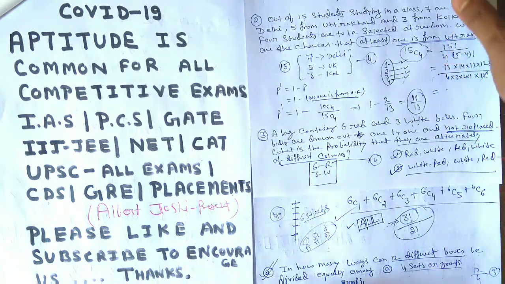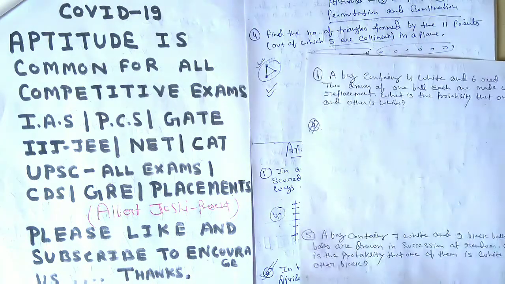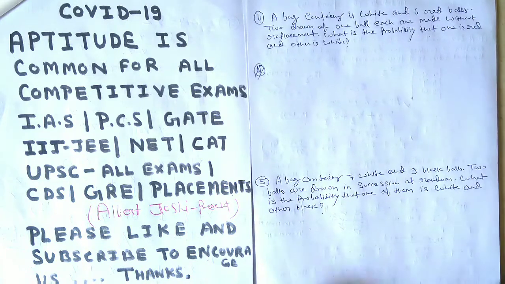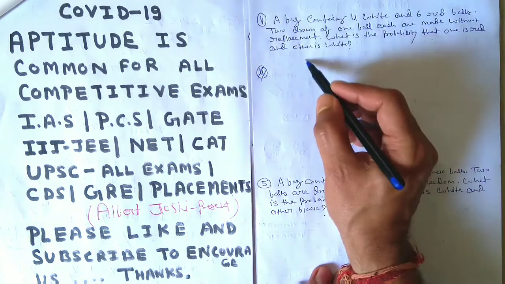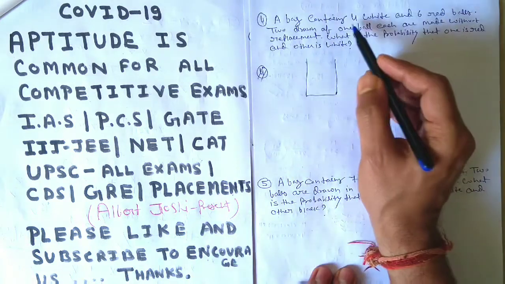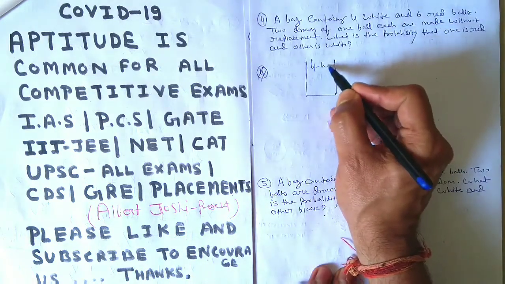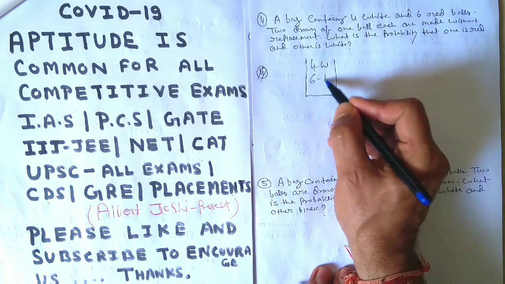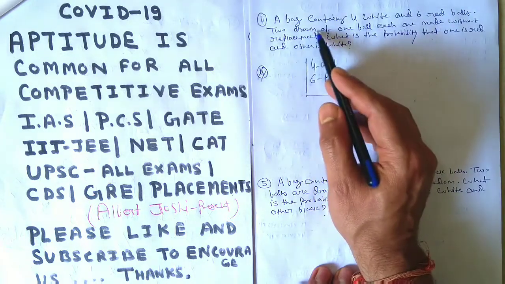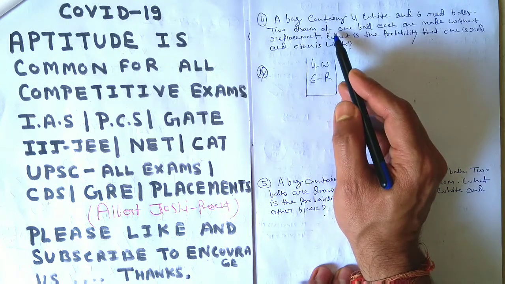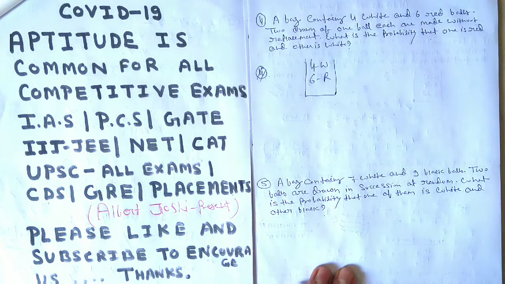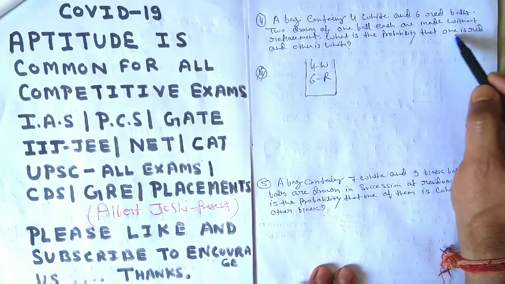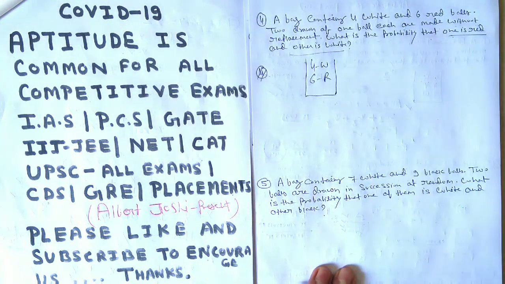Now the question number 4. Question number 4, what is he asking? A bag contains, you have one bag, which contains 4 white balls and 6 red balls. Two draws of 1 ball each are made without replacement. What is the probability that one is red and the other is white? Very, very simple again.